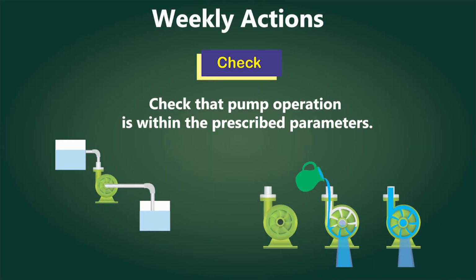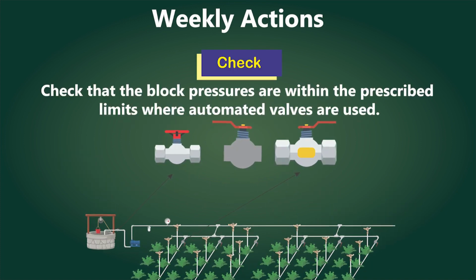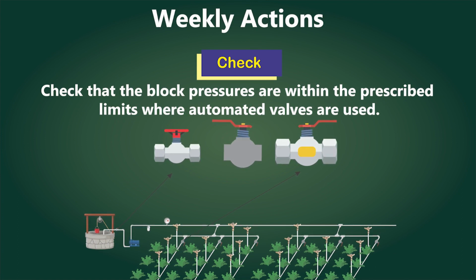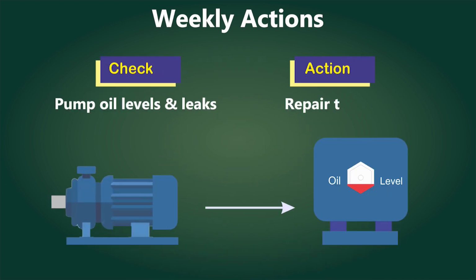So the weekly maintenance is also to be done. And what are the actions required? Let's see. Check that pump operation is within the prescribed parameters. Check that the block pressures are within the prescribed limits where you have done automation or where automated valves are used. Check pump oil levels as prescribed. Check for leaks and repair them.